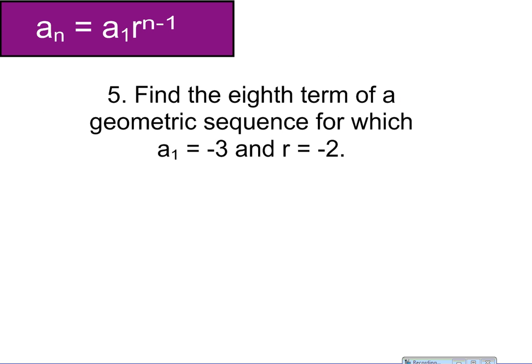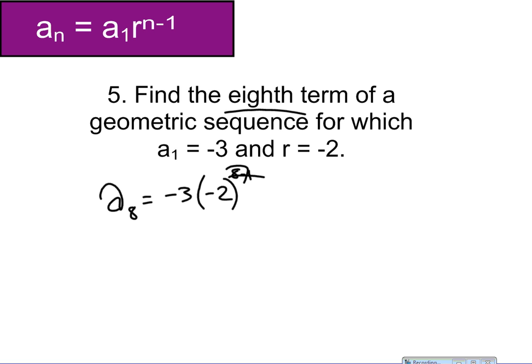So find the eighth term of a geometric sequence for which a1 is -3 and r is -2. So I need the eighth term, so that means I'm looking for a sub 8. My first term is going to be -3. My common ratio is going to be -2. But I want to raise that to the 8 minus 1 power. So I want to raise that to the power of 7.